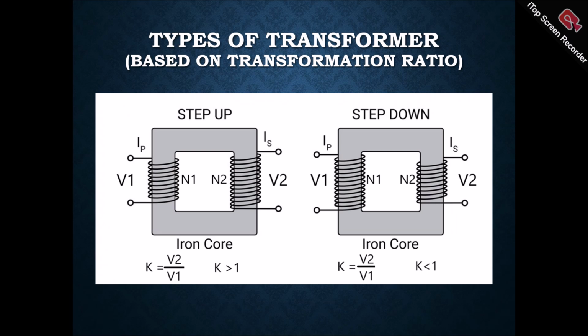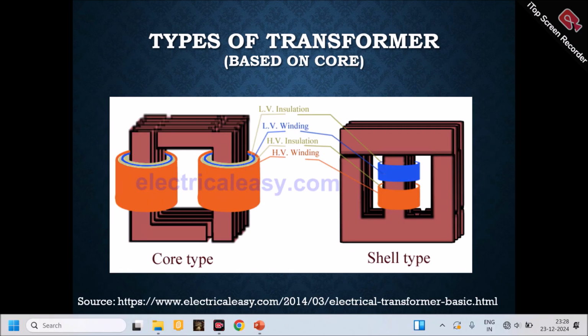So based on transformer ratio, that is ratio of V2 and V1, there are two different types of transformer: step up transformer and step down transformer. The transformer which increase the AC voltage level, which is called as step up transformer, whereas the transformer which reduce the AC voltage level, that is called as step down transformer. Based on type of core, there are two different types of transformer. First one is a core type, second one is a shell type. The structure is shown in the figure.